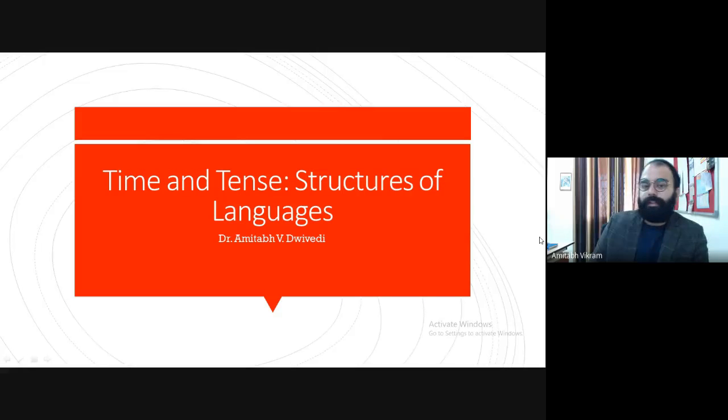And as you can see on the slide, tense and time: structures of languages. So how tense and time play a significant role in a narrative. But before that, we will try to understand these two concepts, tense and time.